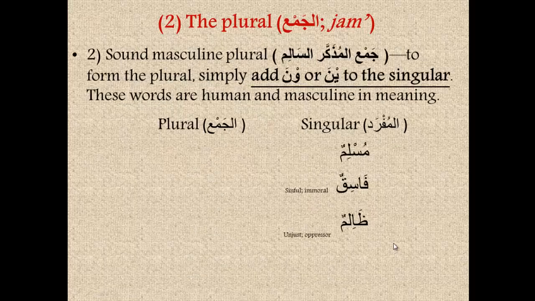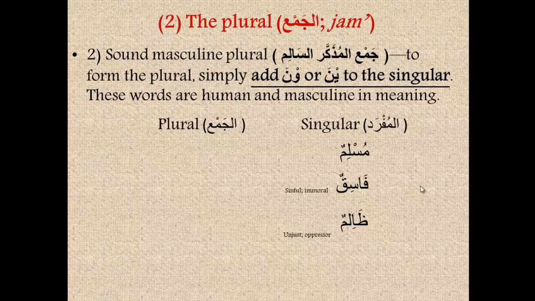Next, we have category number two, the sound masculine plural, or jam' al-mudhakkar al-salim. To form this type of plural, simply add una or ina to the singular. Una or ina. These words are human and masculine in meaning.